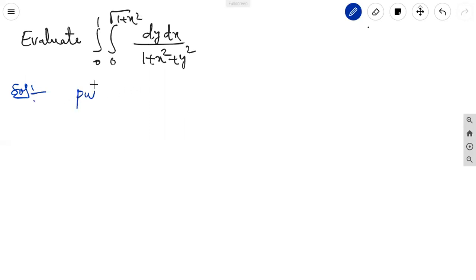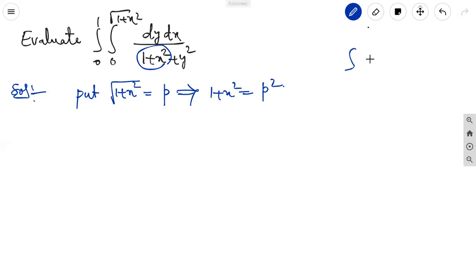Suppose we put 1 plus x square equal to some variable small p. The x and y variables are already there. We can write p in place of 1 plus x square, but it is not in a suitable form. So we take under root of 1 plus x square equal to p, then squaring on both sides, 1 plus x square becomes p square. Then the expression reduces to p square plus y square.